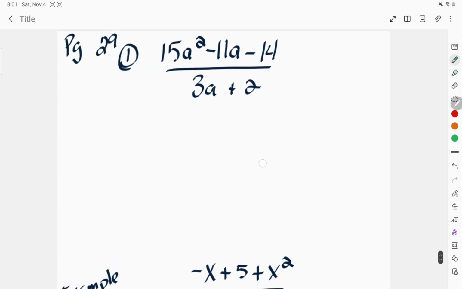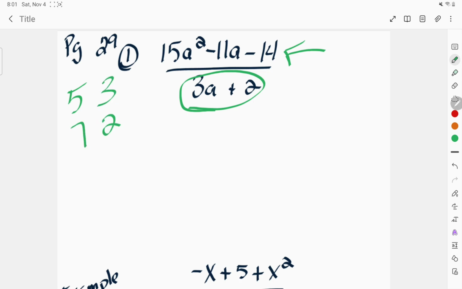Okay, so we're going to move on to one of the problems on page 29. This one is more like the one on the last checkup that we did, where you can factor out your numerator and then you just cancel with the denominator. So my factors of 15: 1 and 15, 5 and 3. Factors of 14 are 1 and 14, 7 and 2. Well, since I have 3a plus 2 over here, and I'm kind of counting on them to cancel, I'm going to use 5 and 3 and 7 and 2.